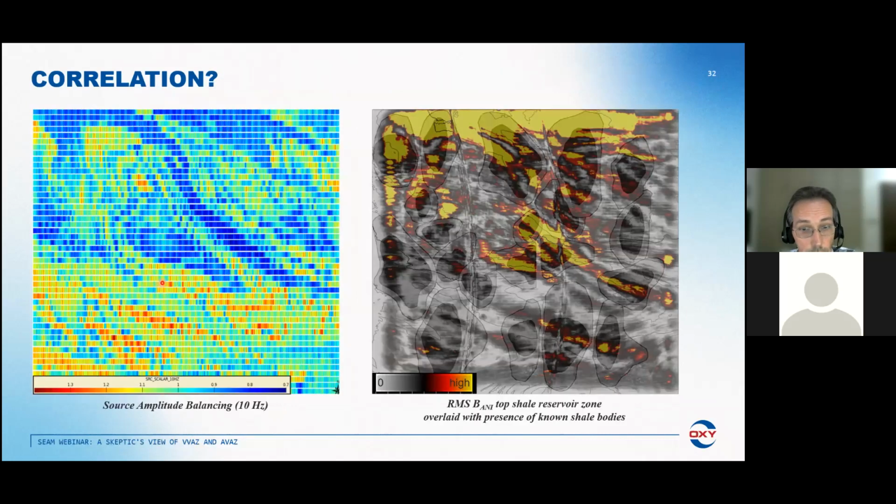So let's look at the source amplitude balancing at 10 Hertz for argument's sake, and at this map I showed you earlier, and it's obvious that there is some correlation. You can see in general the factor is higher in the south, if you will, more bluish in the north. And here it's quite a lot lower, 0.7 almost. And you can see that in general here the map is higher, where this is actually blue and lower. So hopefully we are onto something here.